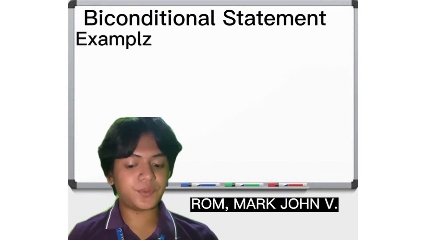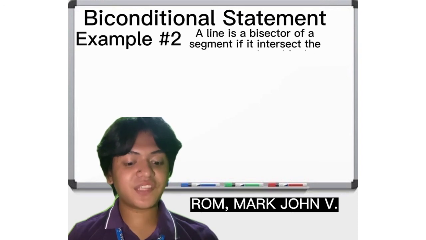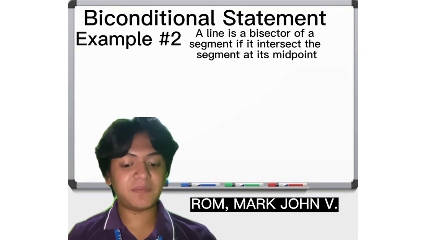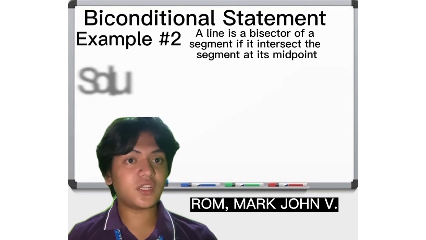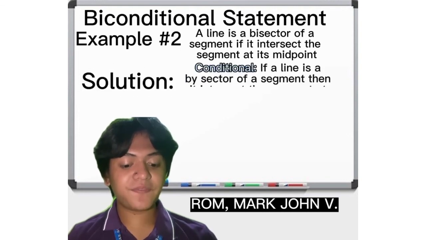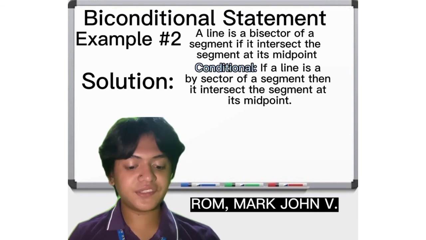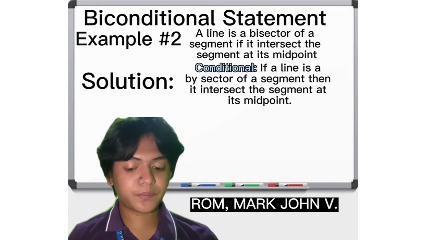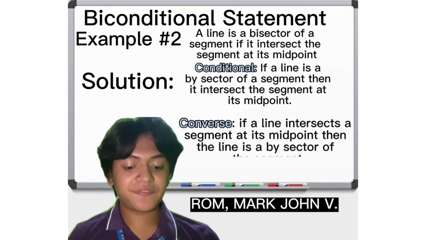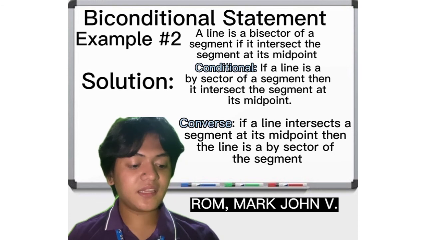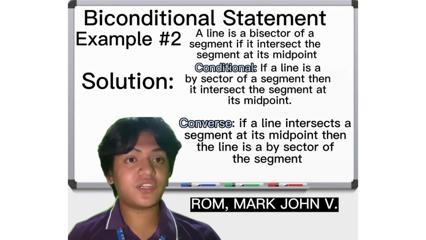Example number 2. A line is a bisector of a segment if it intersects the segment at its midpoint. Solution: conditional. If a line is a bisector of a segment, then it intersects the segment at its midpoint. Converse: if a line intersects a segment at its midpoint, then the line is a bisector of the segment.